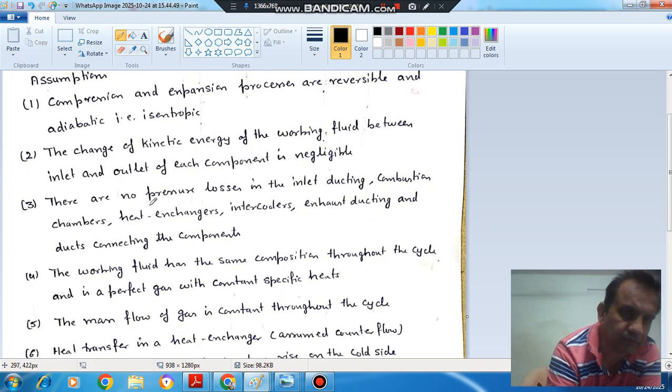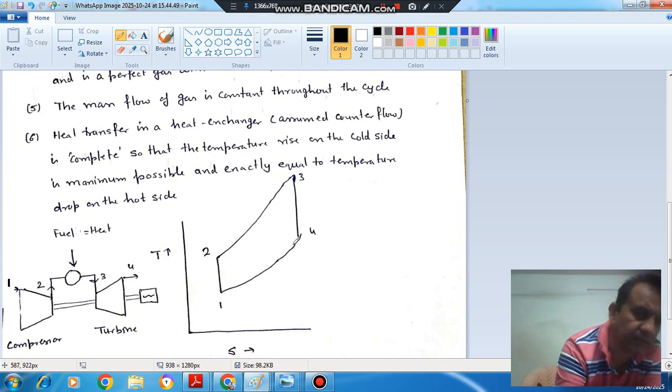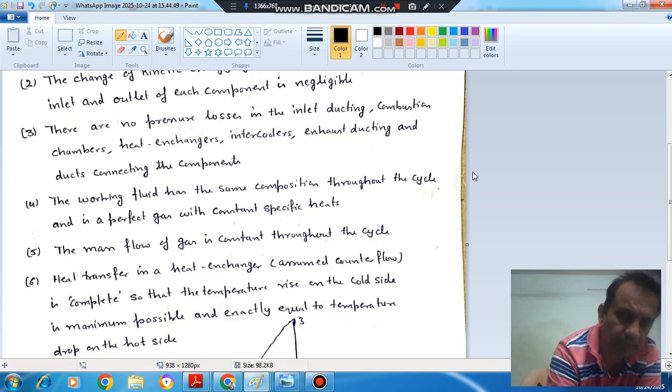Third assumption is there are no pressure losses in the inlet ducting, combustion chamber, heat exchanger, intercooler, exhaust ducting, and ducts connecting the components. So there are no pressure losses if we are assuming it as a constant pressure process. Or if we are heating the air with the exhaust, then also there is no pressure loss. There is no pressure loss in the processes in which we have assumed pressure is constant.